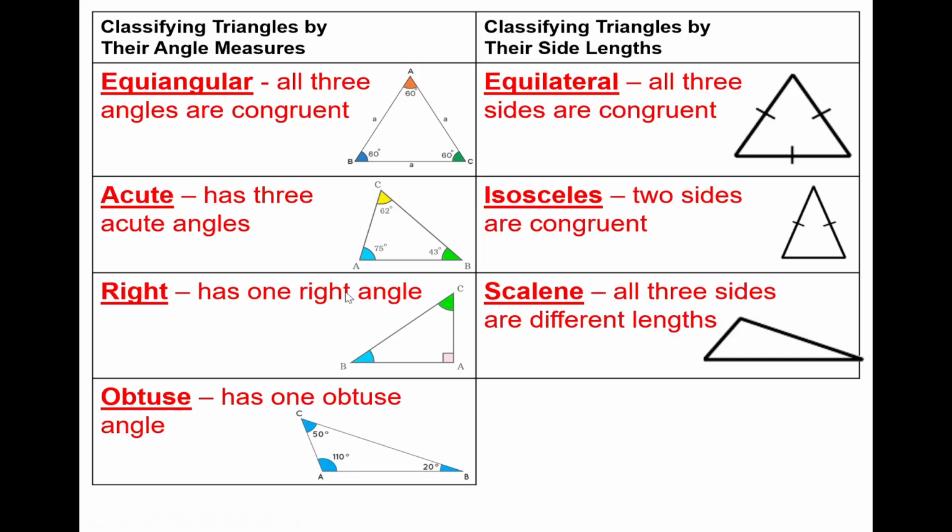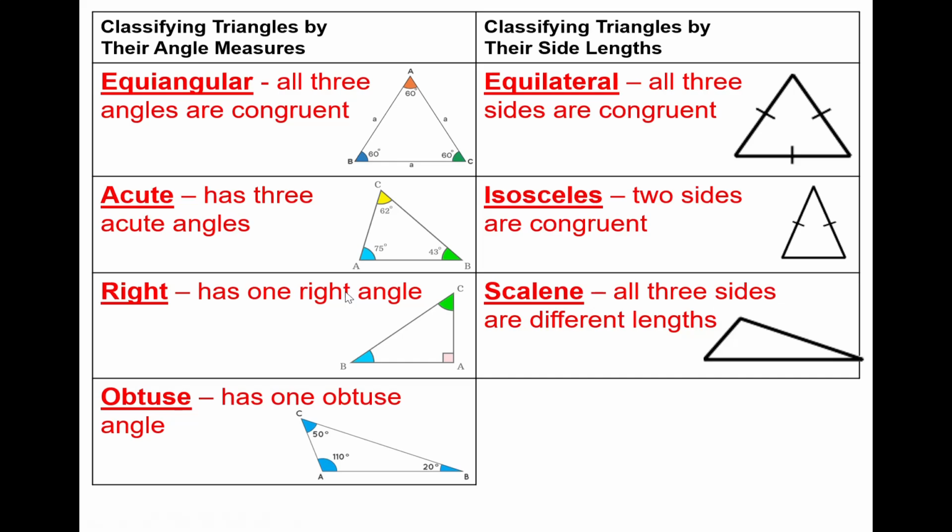We call a triangle acute if it has 3 acute angles in it, so any angles that would measure less than 90 degrees. We call a triangle a right triangle if it has specifically 1 right angle in the triangle. And then we can also call a triangle obtuse if it has, again, specifically 1 obtuse angle, or an angle that measures more than 90 degrees.